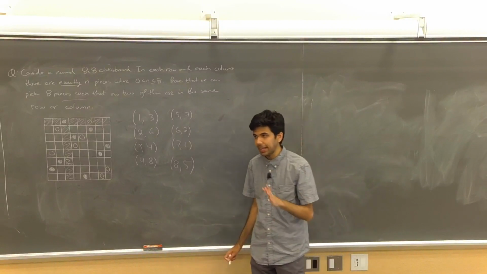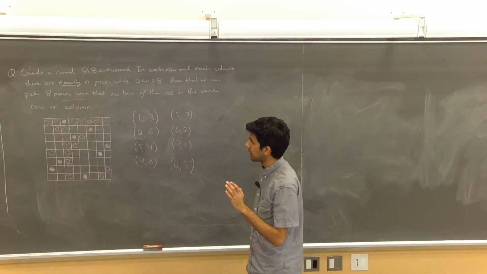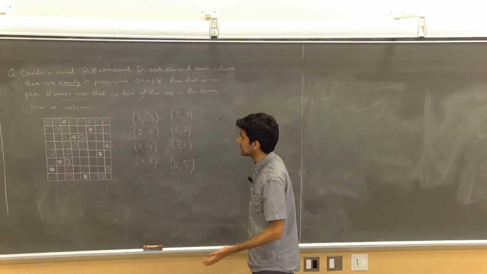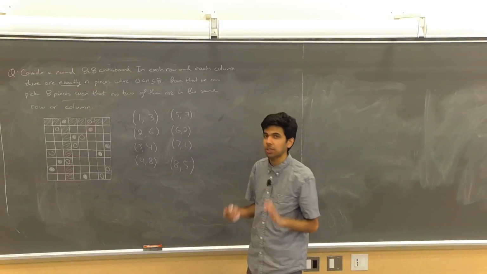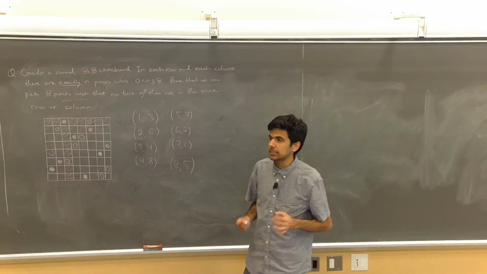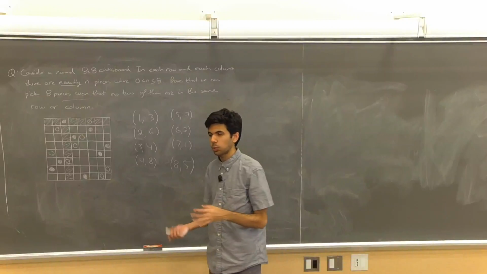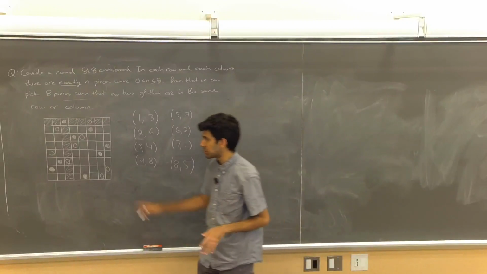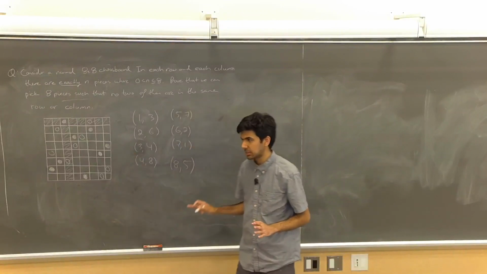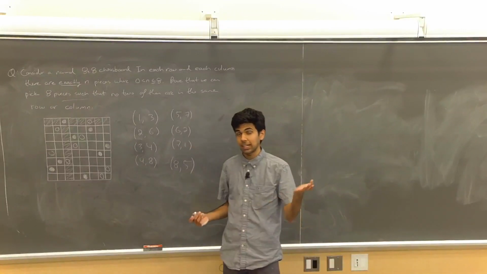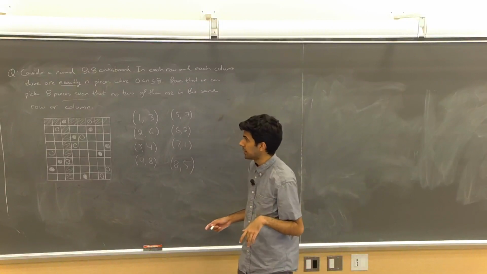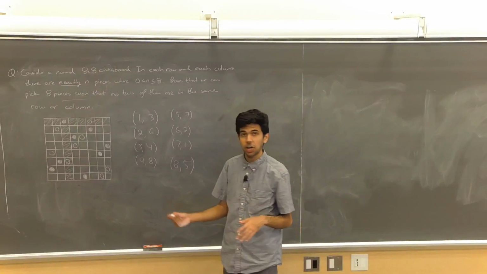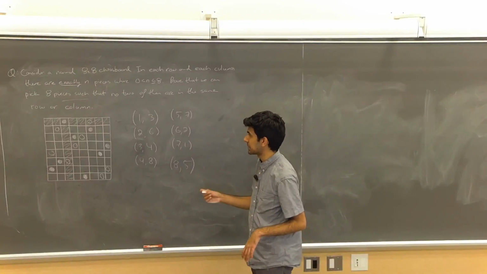Since we're selecting 8 pieces, and no 2 pieces can share the same row or same column, this means that each row will have its own unique piece, because we have 8 pieces and 8 rows. The only way we can satisfy it is if each row has 1 piece in it. Same thing for columns. Each column will have its own unique piece.